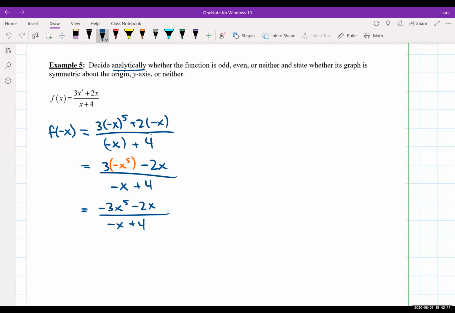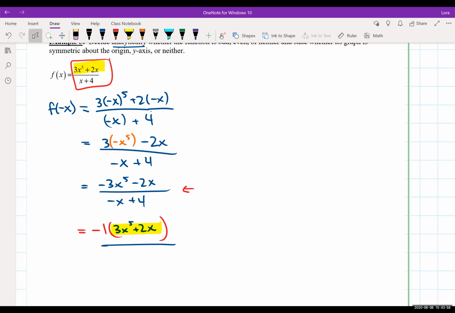So we take what we just calculated. That's f of negative x, and we need to compare it back to the original function. Now, right away, when you're glancing at the numerator, does it appear to be exactly the same? I kind of look at it and say, well, the terms are always the same. It's the signs that are different. So that's fine. Maybe I can make this happen. If I were to factor out a negative 1 from the numerator, that would leave me with 3x to the fifth plus 2x. And that's great, that will make it look like the numerator. So they match now, having that negative 1 on the outside.